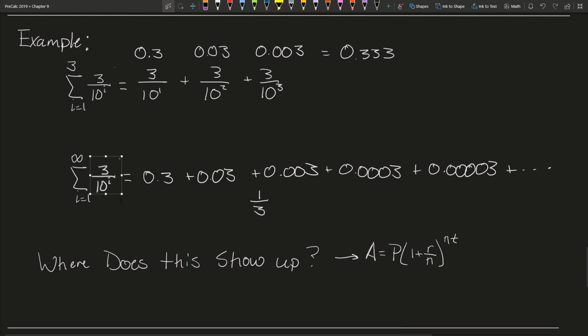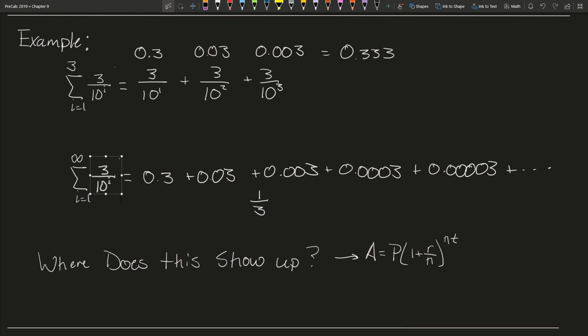Okay, so even if we sum an infinite number of things together, we can still get a single number, which at first doesn't seem intuitive, but that's where we're going to be going with probability. Okay, so where does this show up? And this is just a quick example, and then I'll do a couple of examples from your homework.